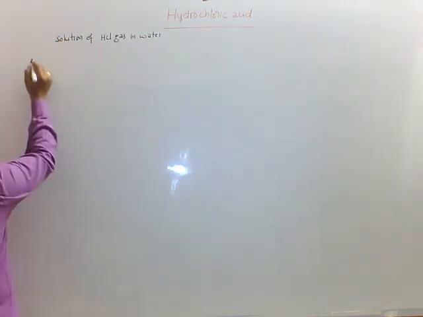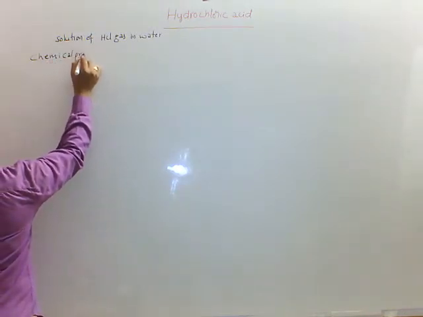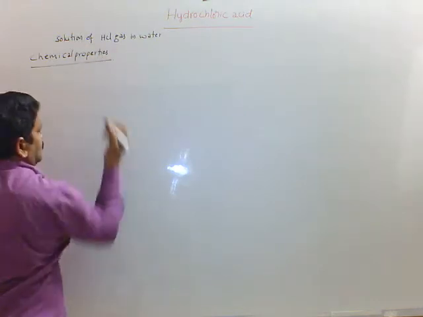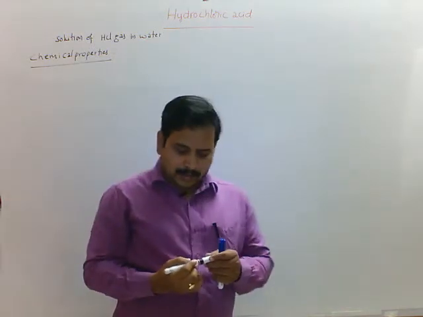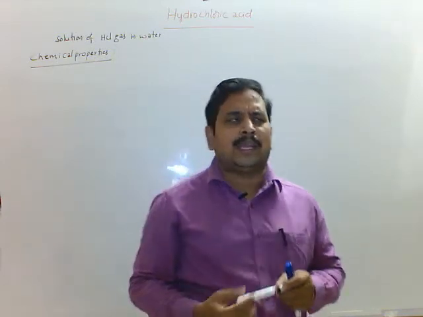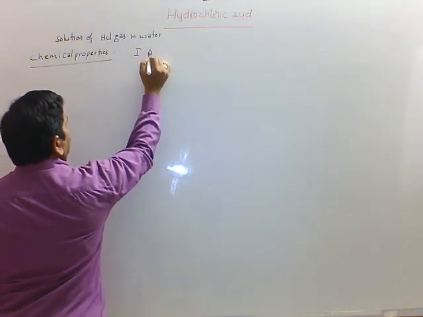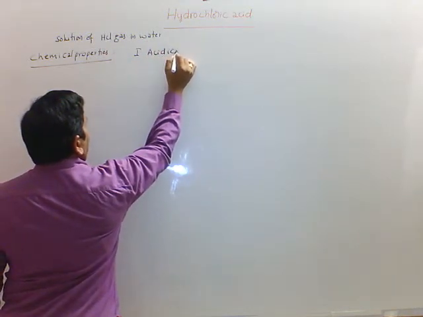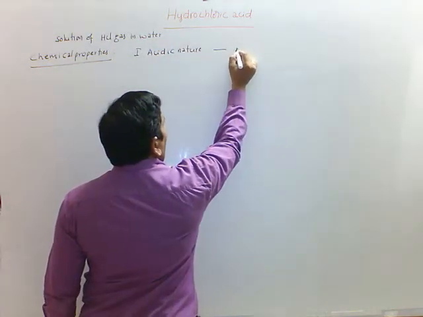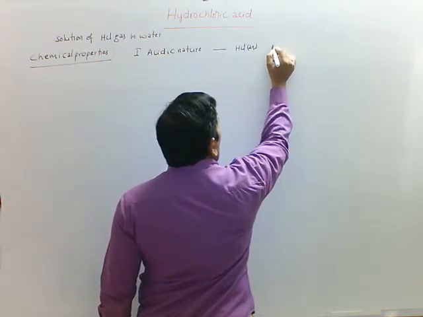Now, chemical properties. Chemical properties of hydrochloric acid. Basicity of this acid is 1. That's why it is a monobasic acid. First one is acidic nature. Hydrochloric acid is a monobasic acid.